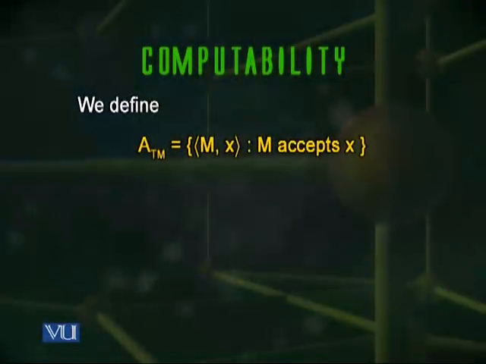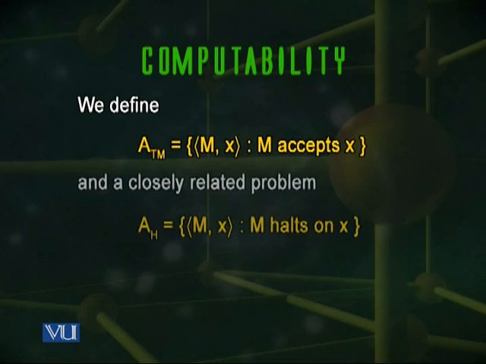So what we did was we defined these two very interesting languages. These are very, very interesting and very closely related problems. The first was what I call the acceptance problem for Turing machines. It's the set of all pairs m, x such that m accepts x. And a closely related problem, which I call the halting problem, is AH, which is the set of all pairs m, x such that m halts on x.